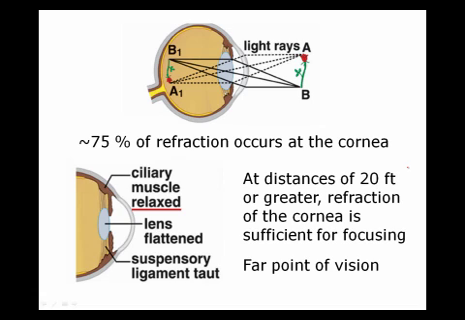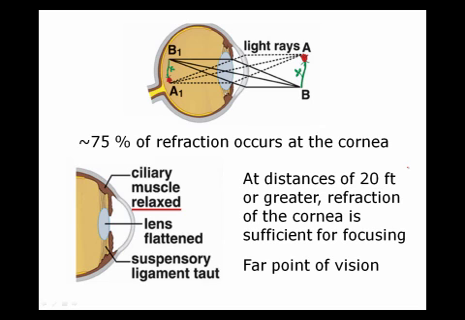If we are looking at something more than about 20 feet away, the refraction at the cornea is sufficient for focus. So around 20 foot is called our far point of vision. This is in the normal eye. So anything 20 foot or greater is going to be focused. And so the lens does not have to do any refraction. The suspensory ligament is going to be relaxed, and so that lens is bulged out and flattened.